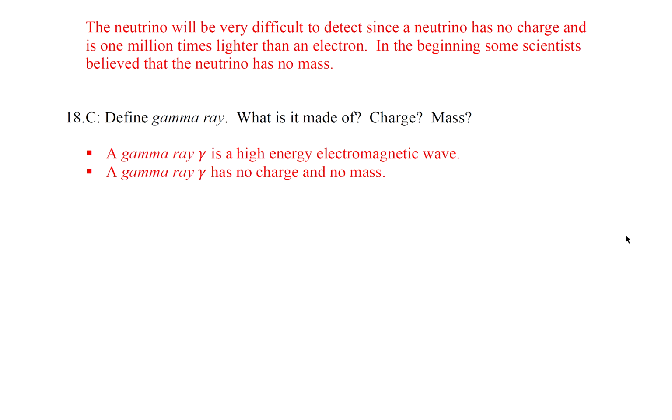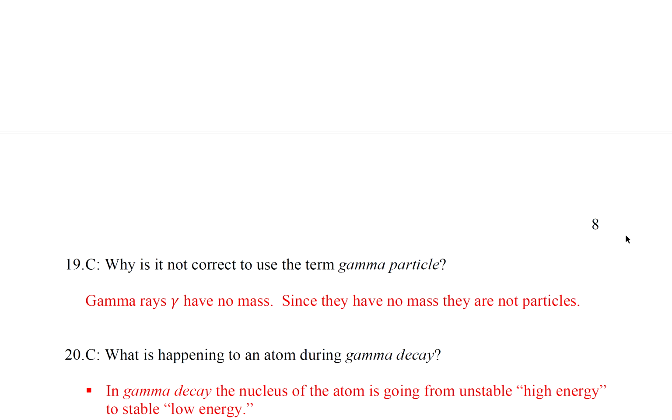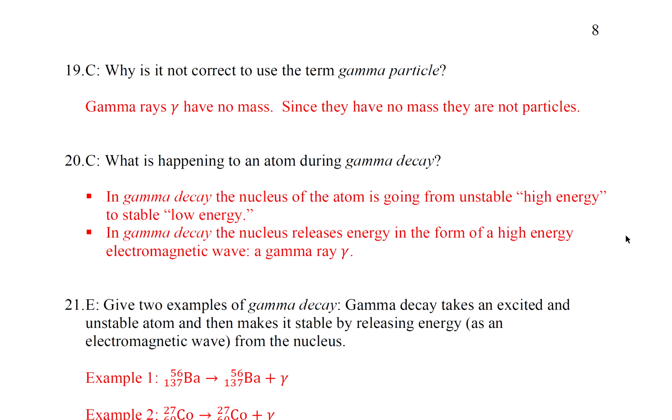Question 18, define gamma ray. What is it made of? Charge, mass. A gamma ray is a high energy electromagnetic wave. It has no charge and no mass. Question 19, why is it not correct to use the term gamma particle? Gamma rays have no mass. Since they have no mass, they are not particles. It's a simple mistake people make.